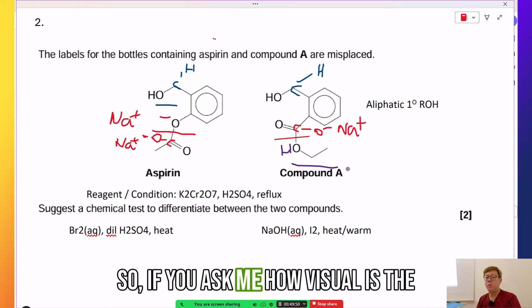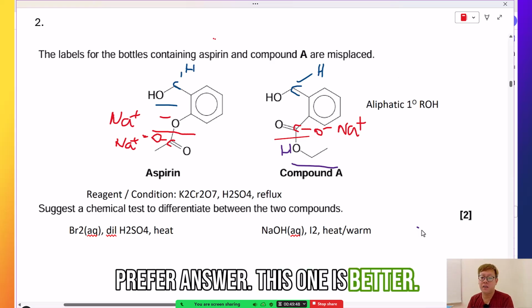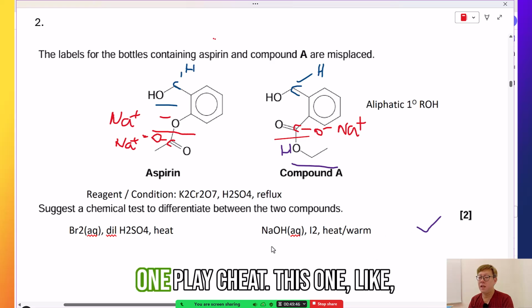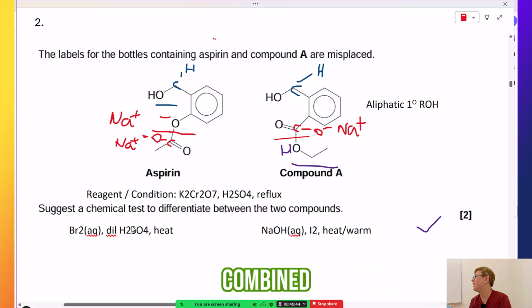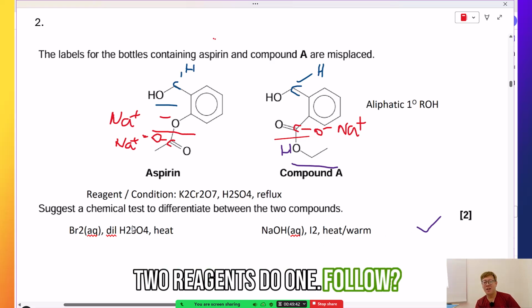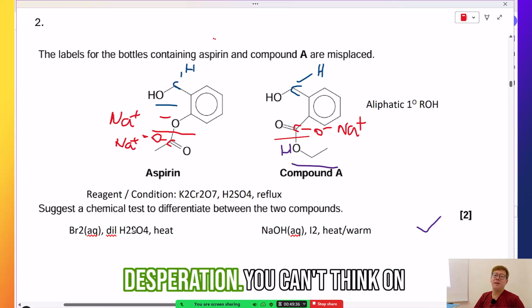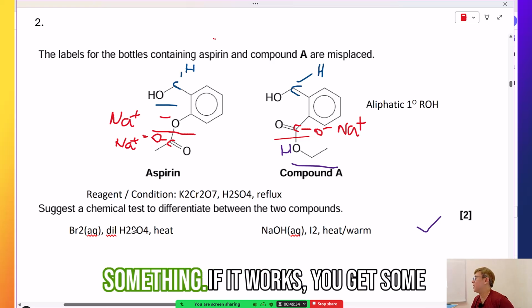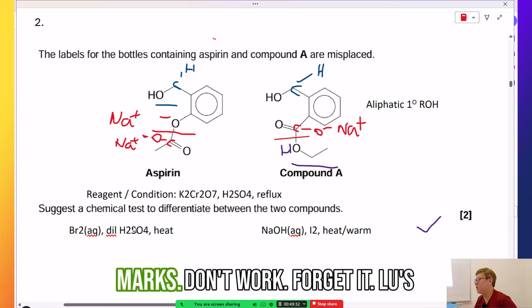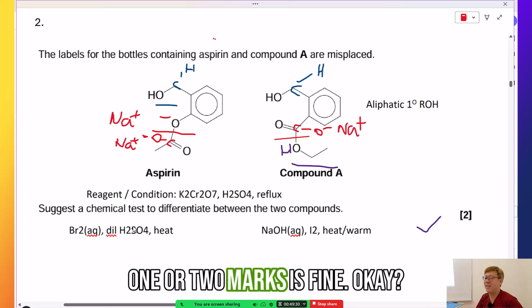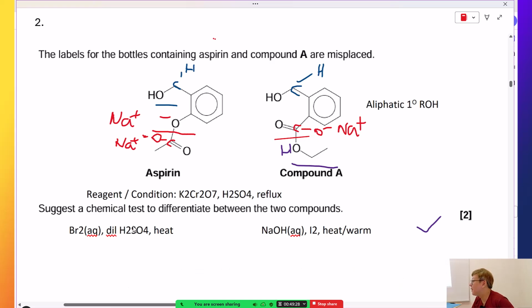Yes. So if you ask me which one is the preferred answer, this one is better. This one never plays cheat. This one plays cheat. This one combines two reagents into one. Follow? But who cares? In a moment of desperation, if you can't think of triiodide, you come up with something. If it works, you get some marks. If it doesn't work, forget it. Losing 1 or 2 marks is fine.